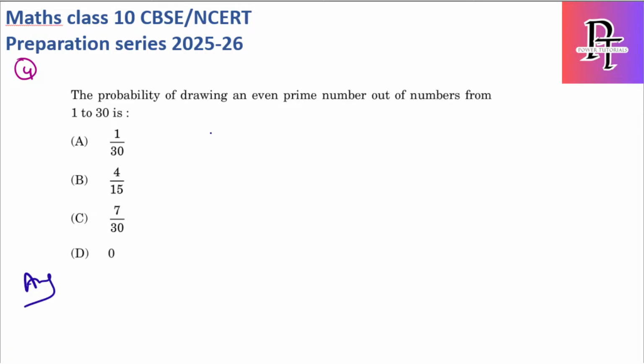So let's continue the question. The probability of drawing an even prime number out of numbers from 1 to 30. We have only one even prime number, which is nothing but 2. So what are the total numbers? 30. So the answer is 2 by 30.